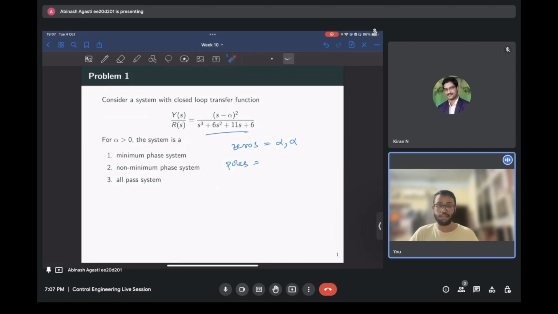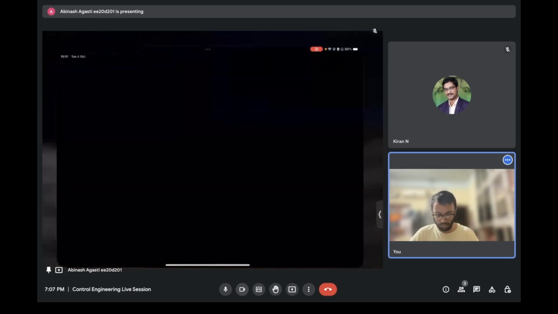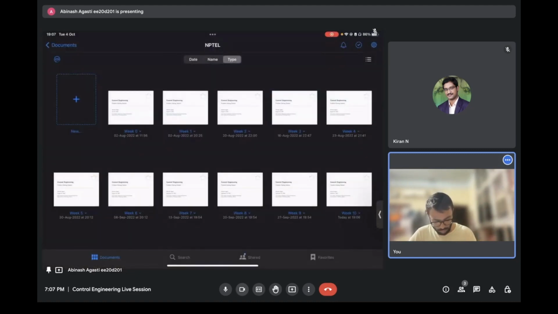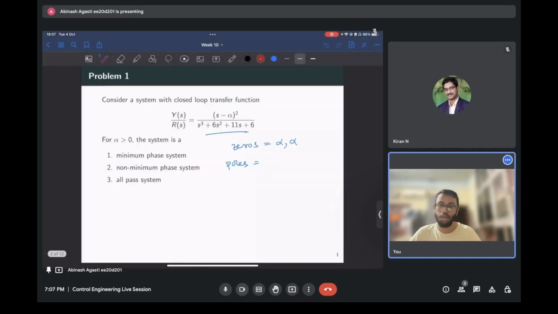So is it a minimum phase system? Is it a non-minimum phase system? Or is it an all-pass system? So would you like to guess which kind of system this is?